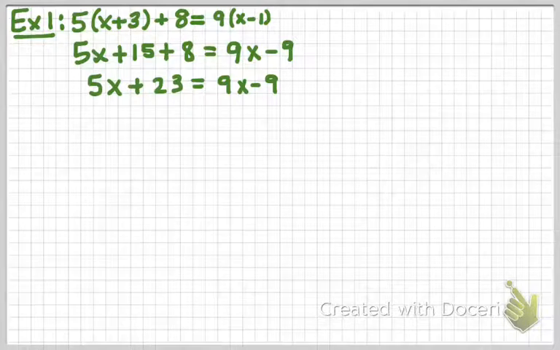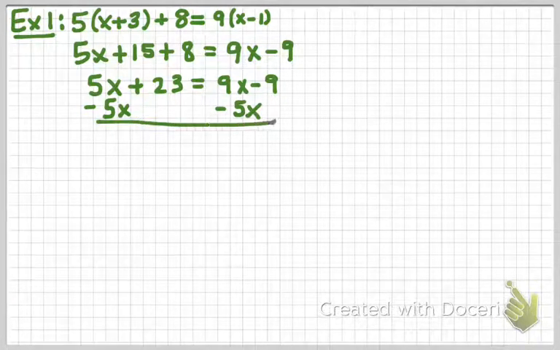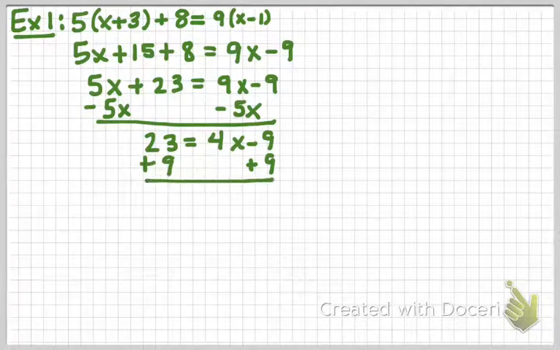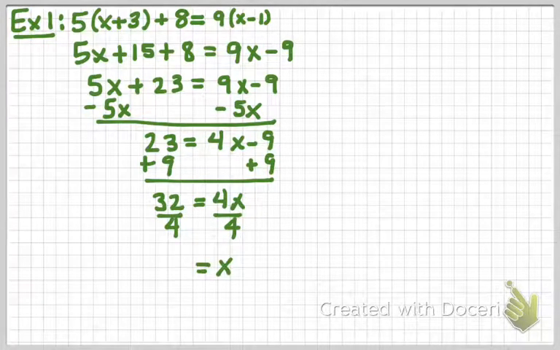So now we're ready to isolate x, and we need to combine our x terms first to do that. And so what we'll do is subtract 5x from both sides to eliminate the smaller x term. And then when we subtract 5x from both sides, we have 23 equals 4x minus 9. And then we need to add 9 to both sides. And we get 32 equals 4x. And then the only thing left to do is to divide both sides by 4. And we have our solution, which is x equals 8.